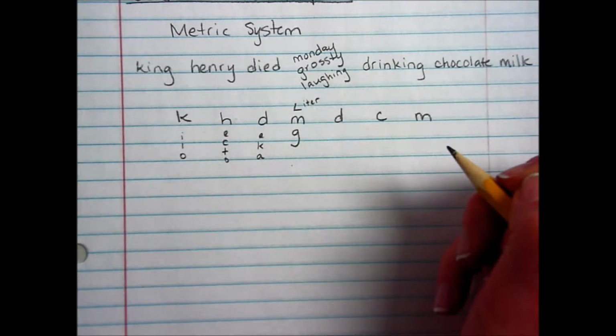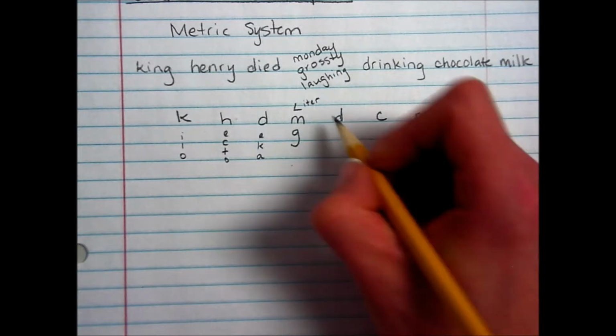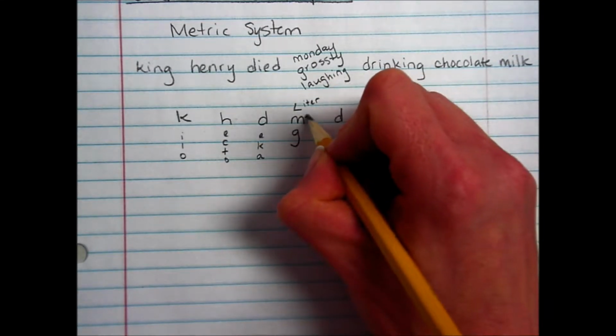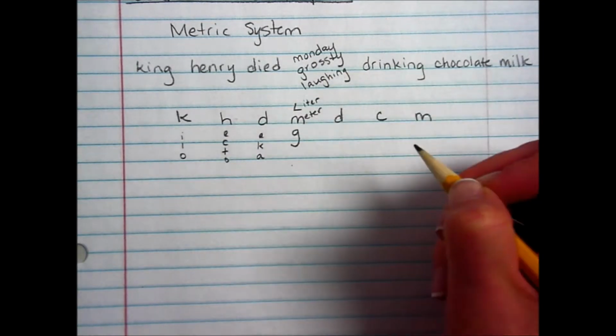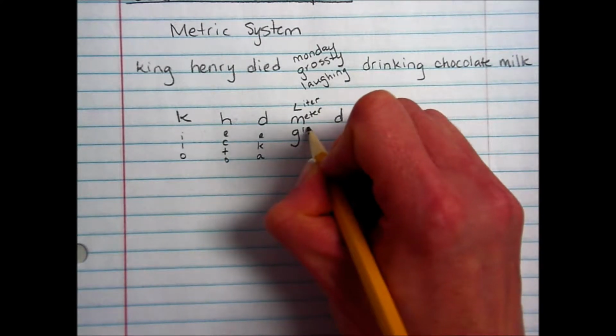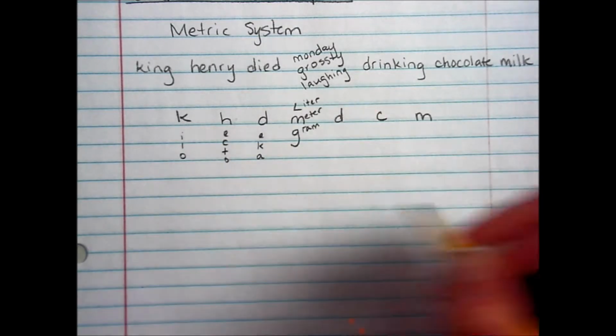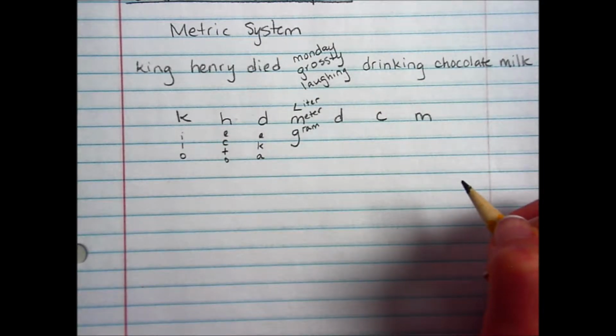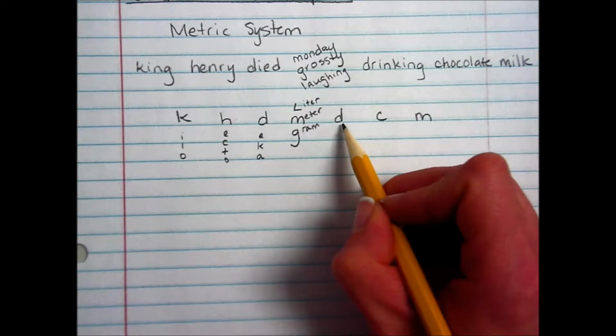If you're talking about units of capacity, like how much liquid you could hold. M is for meter, if you're talking about the length of something. And G is for gram, if you're talking about the weight of something. Okay, now we have a second D.